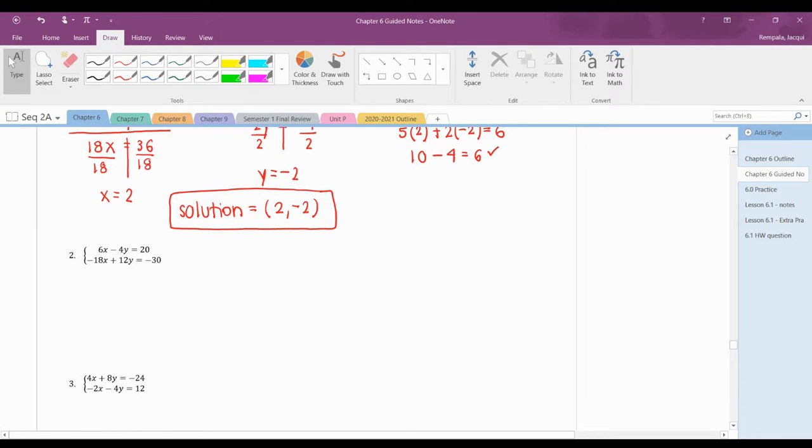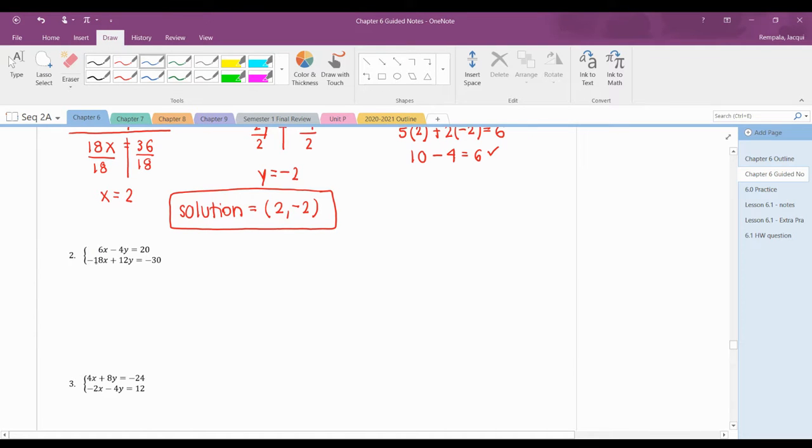If we take a look at this second equation here, we've got 6x minus 4y equals 20. We also have negative 18x plus 12y equals negative 30. The x's are lined up nicely. The y's are lined up nicely. The equal signs are lined up nicely. The numbers are lined up nicely. So we don't have to do any rearranging. I want to see if I can add them up and have something disappear.